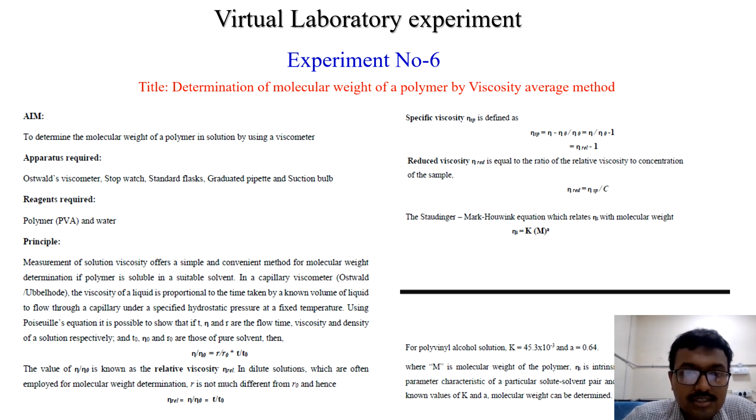Hello students, this is Dr. Obujit Shah from the Chemistry Department of SRM IST. In this video, we'll discuss the determination of molecular weight of a polymer solution by the viscosity average method.